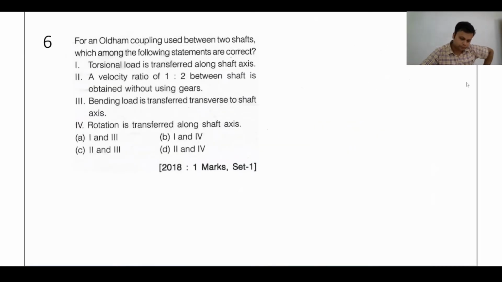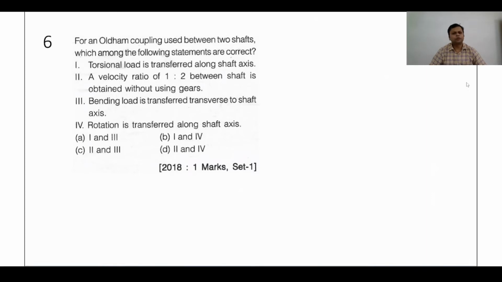Okay. Question number 6. For an Oldham coupling used between two shafts, which of the following statements are true? So where will we use an Oldham coupling? An Oldham coupling is used to connect two parallel non-intersecting shafts. This is one shaft, this is the other shaft. They are parallel to each other, but they are not intersecting. This is also known as lateral misalignment. Oldham coupling is used to transmit power between two shafts having lateral misalignment.